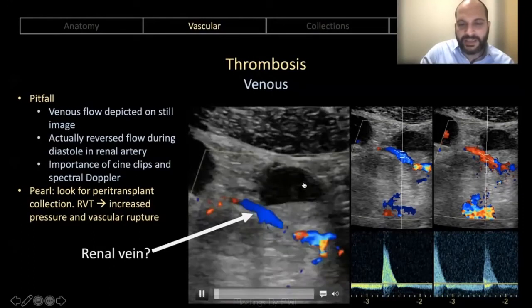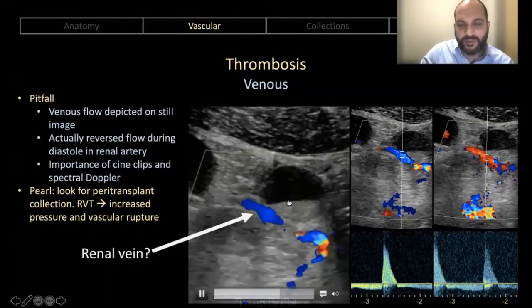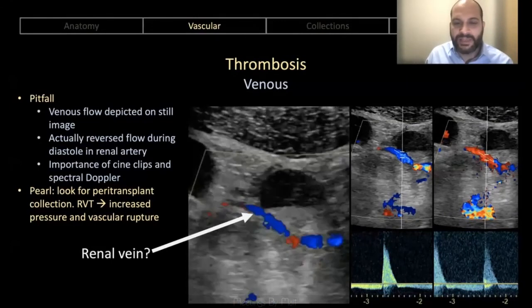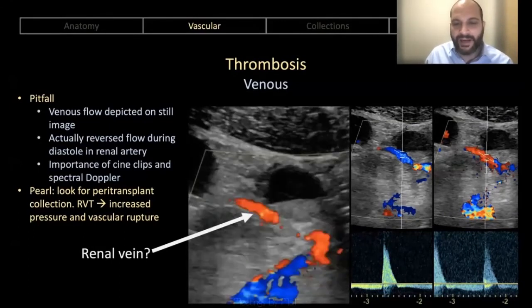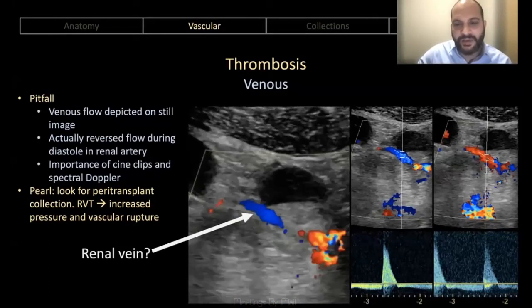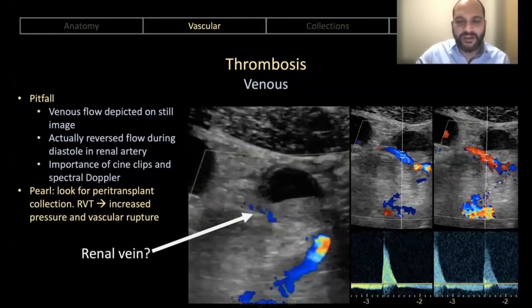Now you can also see here there are some fluid collections with fluid levels. This is a hematoma that's developed. A lot of times patients who have venous thrombosis have high pressures, and these can lead to rupture of the kidney and the presence of hematomas. So that's something to look out for as well.